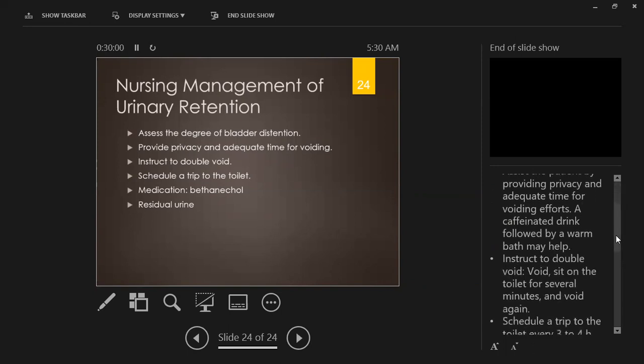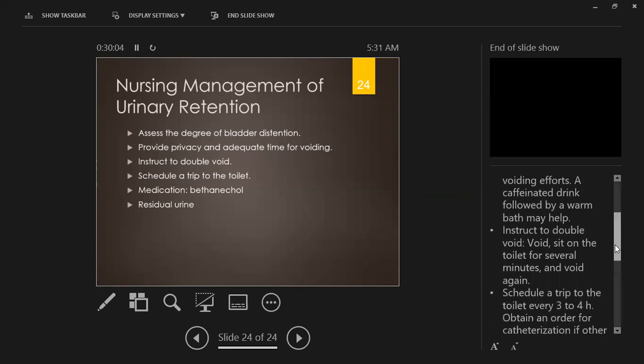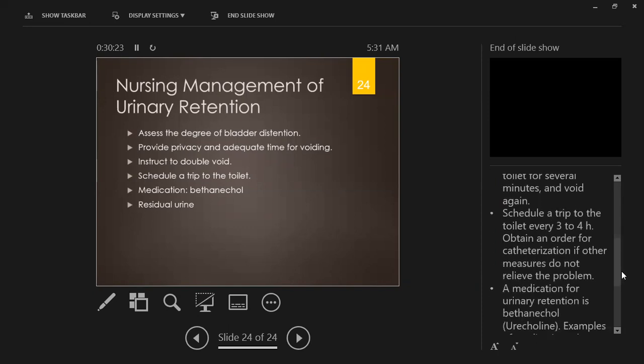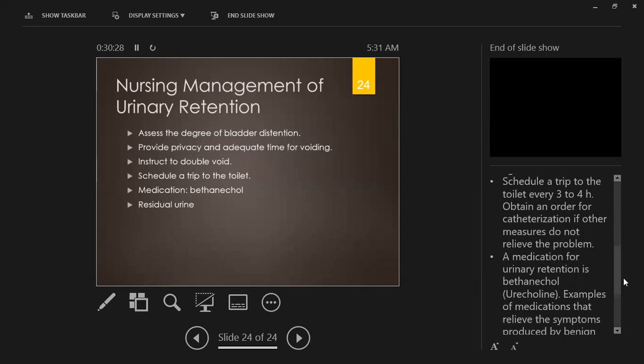Assist your patient by providing privacy and adequate time for their voiding. Whereas caffeine is bad for incontinence, a caffeinated drink may be very good for a patient that has urinary retention, as well as maybe a warm bath in order to stimulate voiding. So you have your patient double void: have your patient void and sit on the toilet for several more minutes and then void again. You try twice. Scheduling a trip to the toilet every 3 to 4 hours is important to prevent retention. Obtain an order for catheterization if other measures do not relieve the problem.